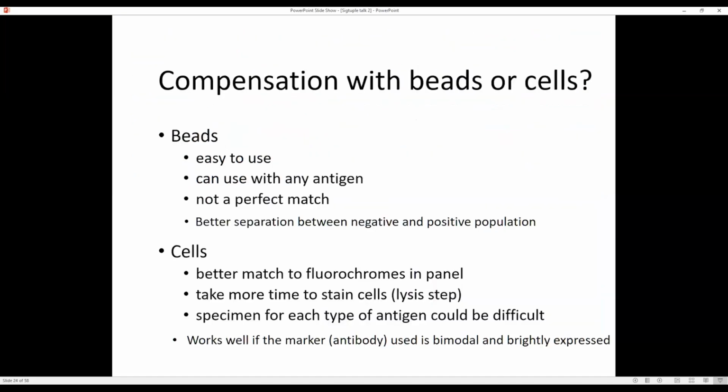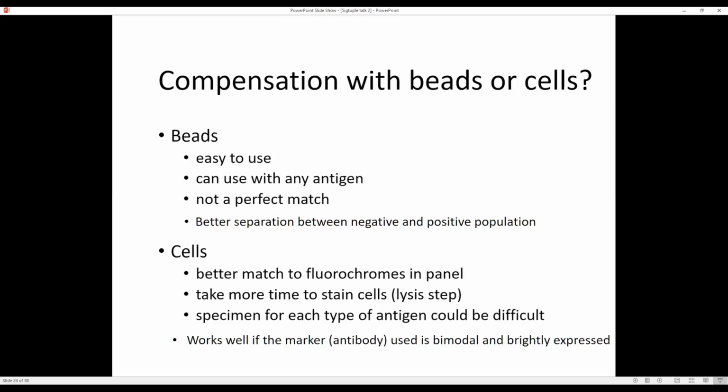Okay. So which one do you prefer to use for single stain controls, beads or cells? As I said, beads are very easy to use. For example, for rare antibodies, you can just add them, and they will bind, right? And you can use it with any antigen. For cells, as Dr. Vishesh said, it should be an antigen which is expressed on the lymphocytes, because we use lymphocytes as the important cells since they don't show autofluorescence. So we use lymphocytes for the compensation single stain control experiment.